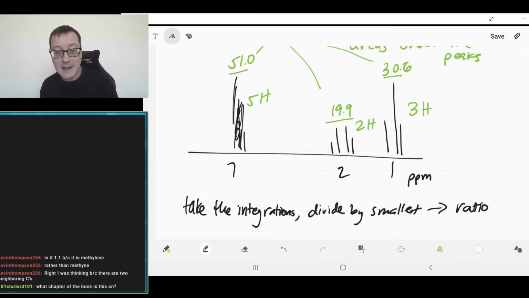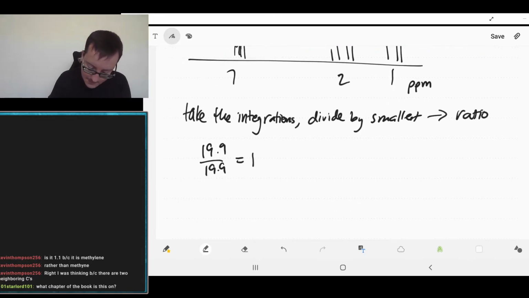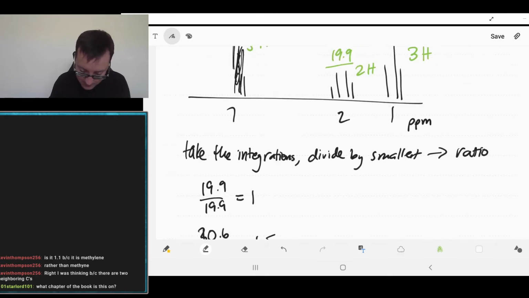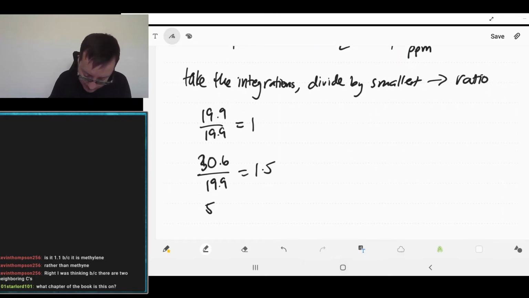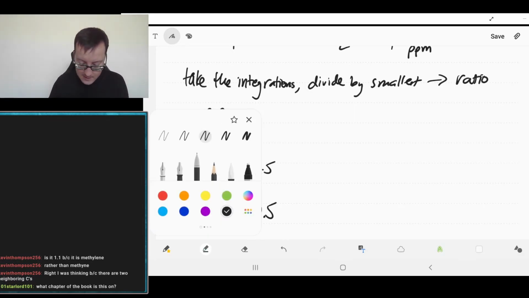I may not tell you exactly how many there are. For example, if you do this, 19.9 divided by 19.9, you get 1. 30.6 divided by 19.9, you get 1.5, thereabouts. 51 divided by 19.9, you get 2.5, or thereabouts. And this tells you the ratio of them all.